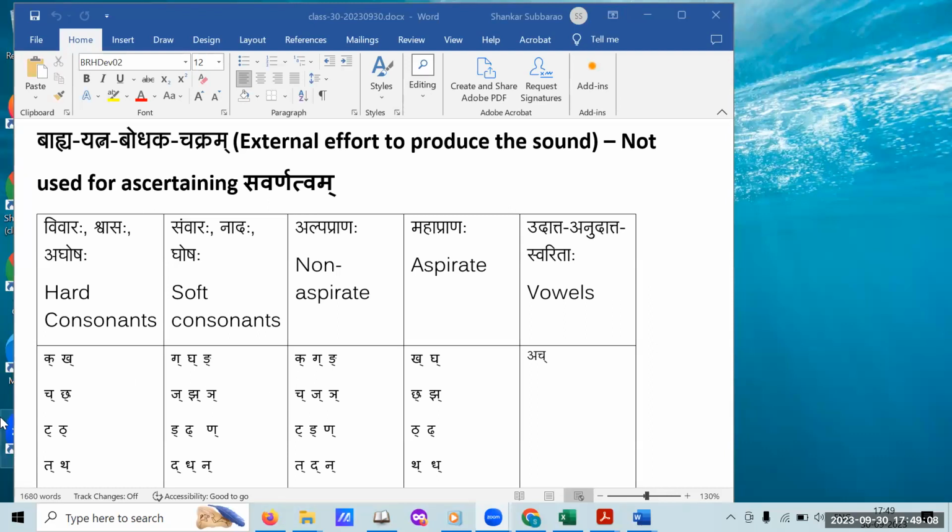Yeah. Good. So now, this is basically, I'm saying it's a Bahya Prayatna Bodhaka Chakra. Forget the title. External effort to produce a sound. And the warning is what? This is not used for understanding whether it's Savarna or not. What is Savarnam? Tulya Asya Prayatnam Savarnam. Remember that? Somewhere it may be hazily there. Tulya Asya. Asya is what? The fixed place in the mouth which is used to pronounce.